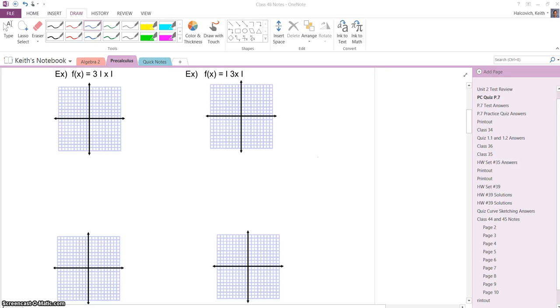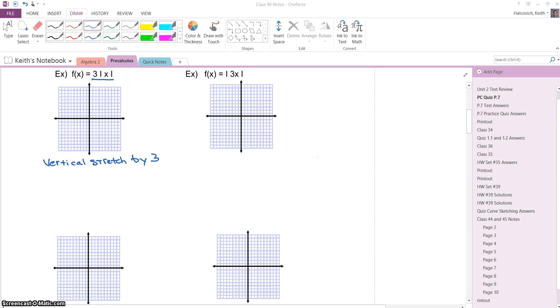Welcome to tonight's video on section 1.6 where we continue transformations talking about stretching and shrinking the graph. The number that you multiply the base function by will affect that stretching or shrinking. If the number you're multiplying is outside of the function, like the 3 is outside the absolute value, that is considered a vertical stretch by a factor of 3.